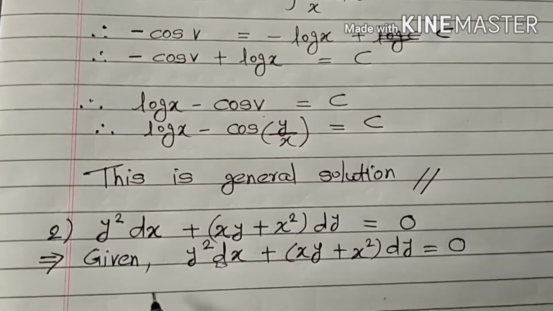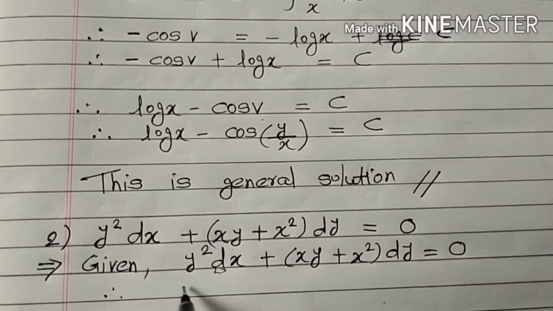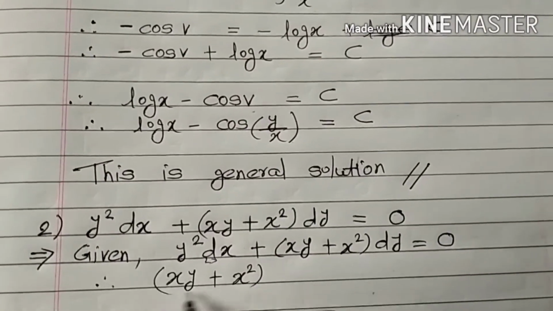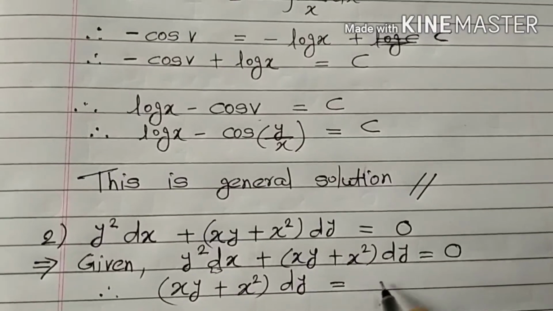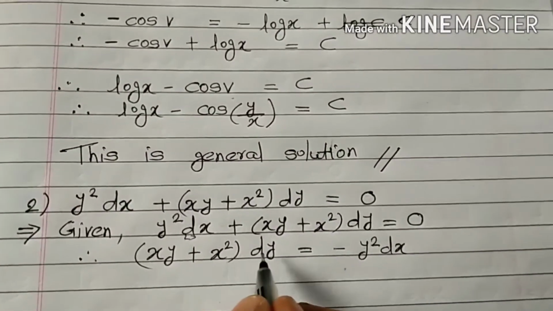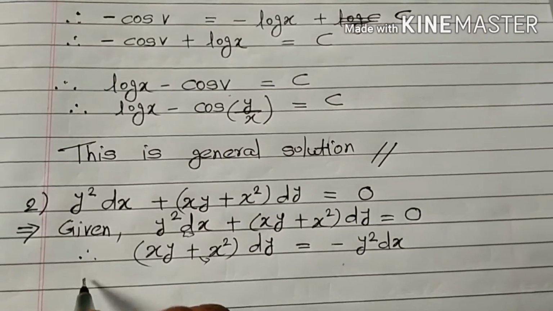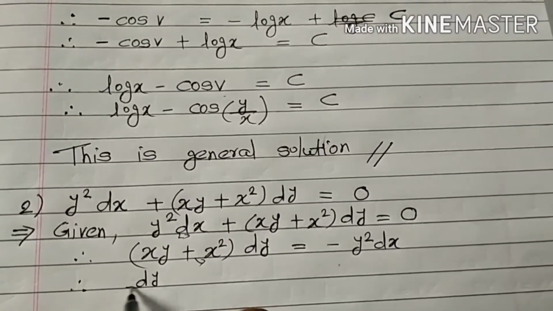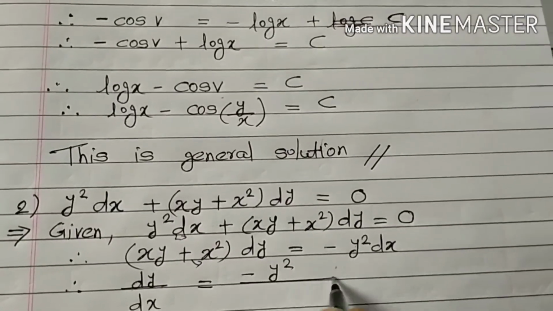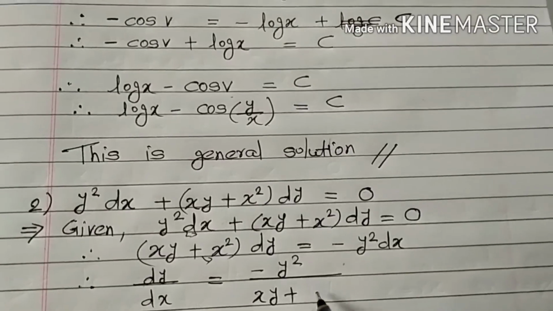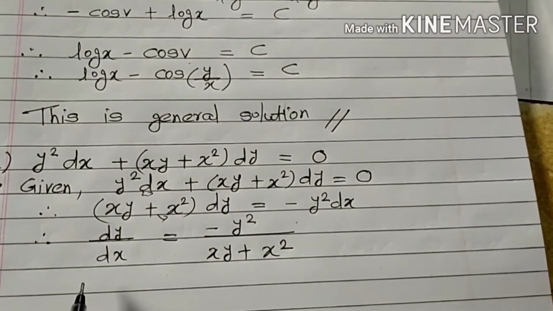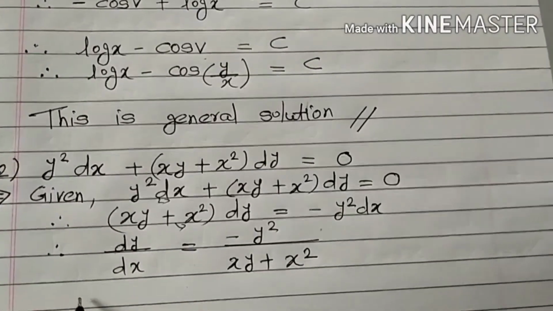Now take the dx term on the RHS side. So we get xy plus x square dy, which is equal to minus y square dx. Okay. Now dy upon dx, which is equal to minus y square upon xy plus x square. Now to solve this type of example, we take a substitution.